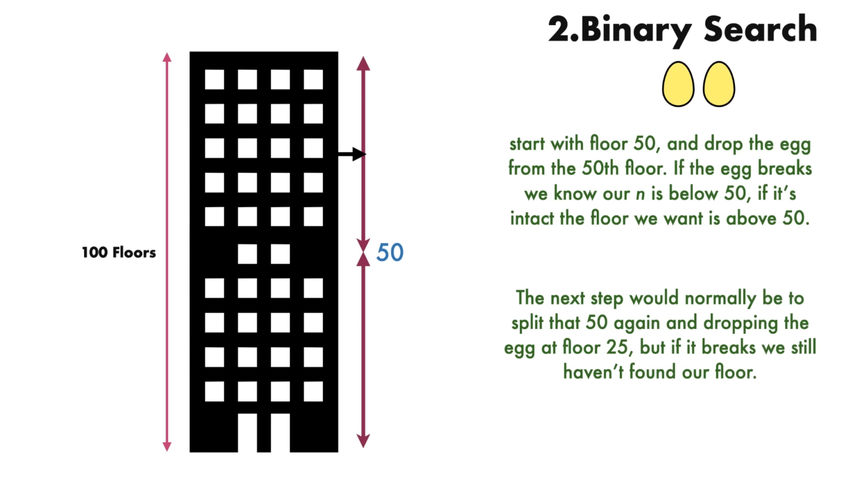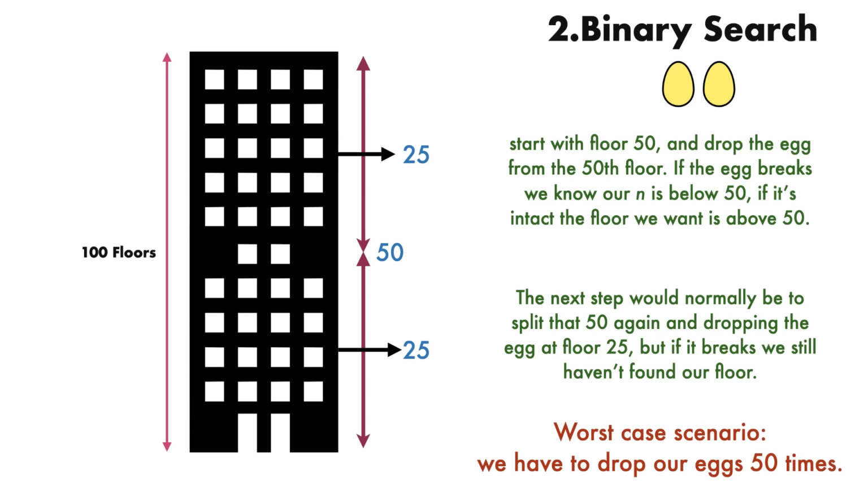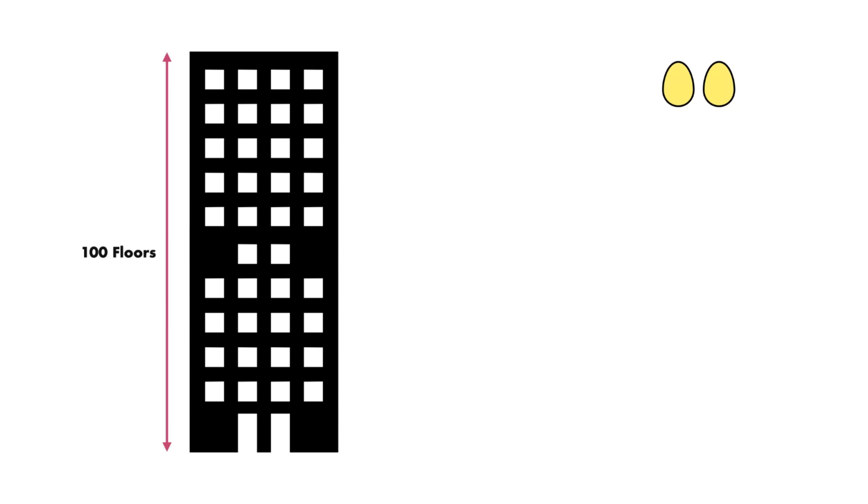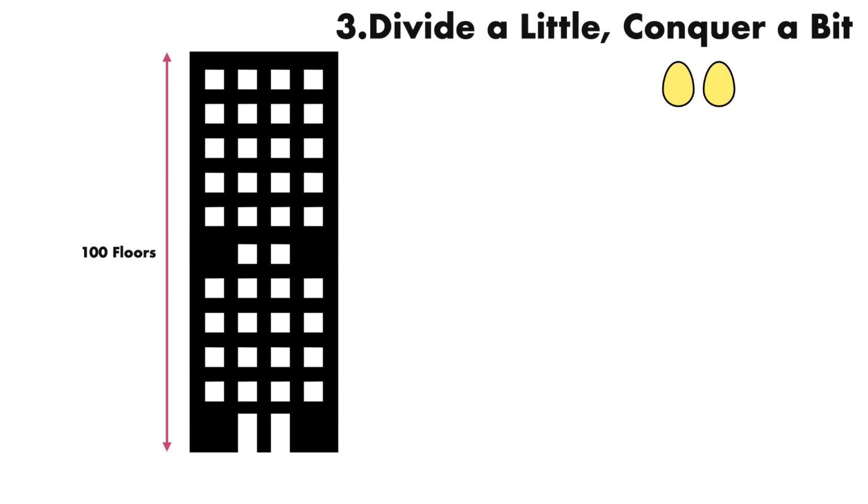The next step would normally be to split that 50 again and drop the egg at the 25th floor. But if it breaks, we still haven't found our floor. If it doesn't, we have only delayed the inevitable by one more step, and still no solution. In the worst case scenario, we have to drop our eggs 50 times. So anyway, this binary search is not going to help in this case. Next approach will be divide a little, conquer a bit.